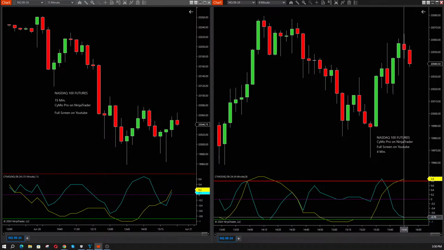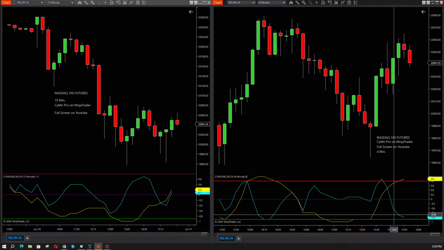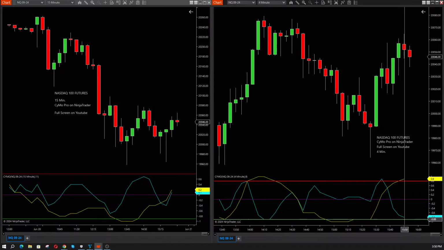Okay, 350 mark, we just got a new candle right there. Cycle is just going right there towards the bottom right there, so it hasn't completely bottomed out.